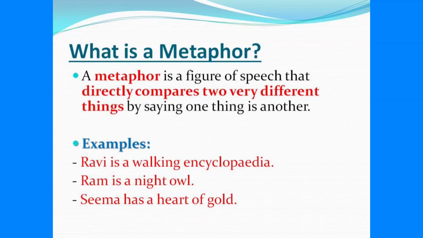Seema has a heart of gold. Here again the comparison is very direct, and Seema is being called as having a heart of gold. That means she must be very pure in her thoughts and feelings, and therefore she is being compared to the purity of gold.